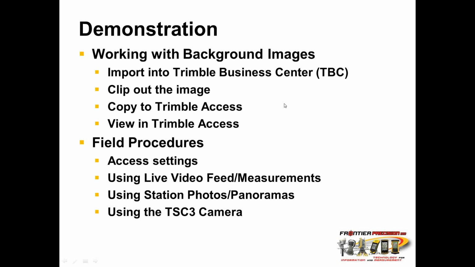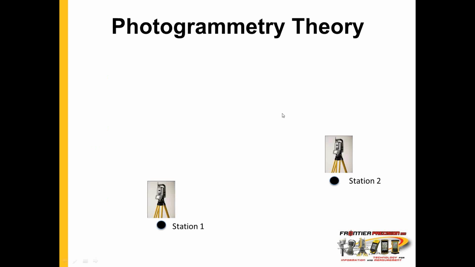So we'll move on to the office portion of this presentation. But before we get into the office side, we just wanted to go quickly through a photogrammetry theory on how the images are being able to be shot from one station and a second station, and then basically do an intersection for a measurement.